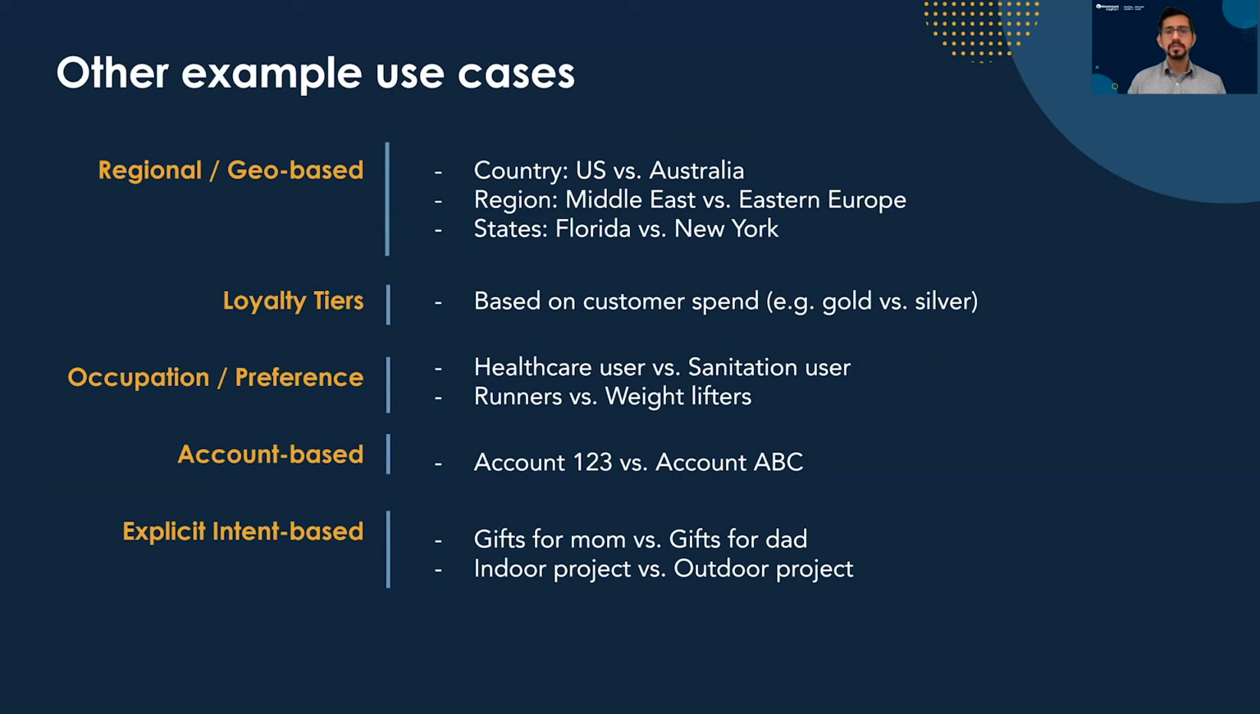Occupation preferences, healthcare versus sanitation, we talked about that. Runners versus weightlifters, just another example. It can be account-based. This is important for a lot of manufacturers and distributors that we work with. They have a lot of accounts.